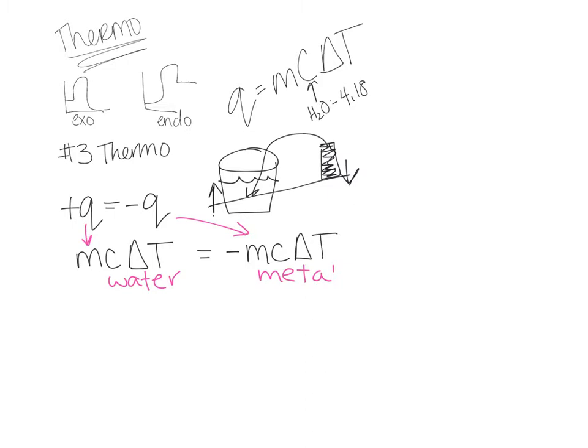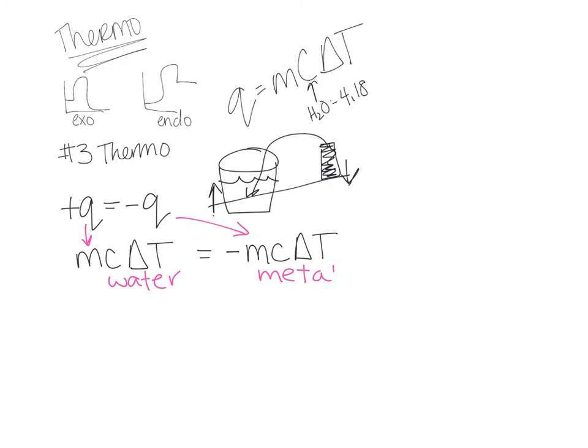So for water, let's read this problem. It says a 0.599 kilogram sample of metal is heated to 93.6 degrees Celsius, then placed into this amount of water at 25 degrees Celsius. The temperature of the water and metal at equilibrium is 36. What's the specific heat? All right.